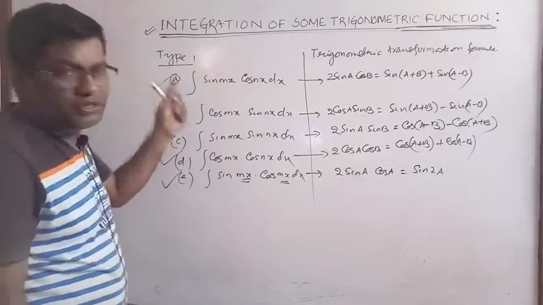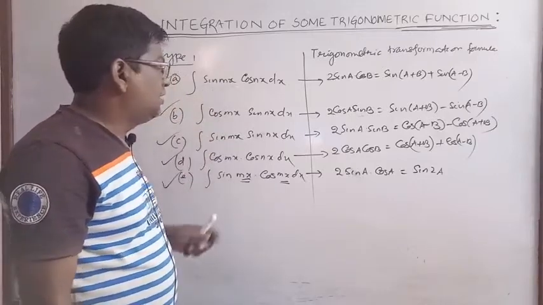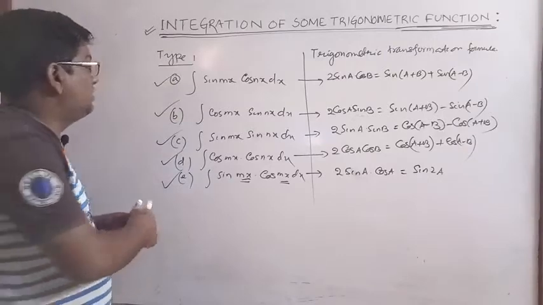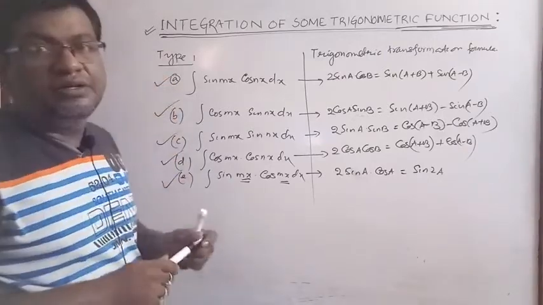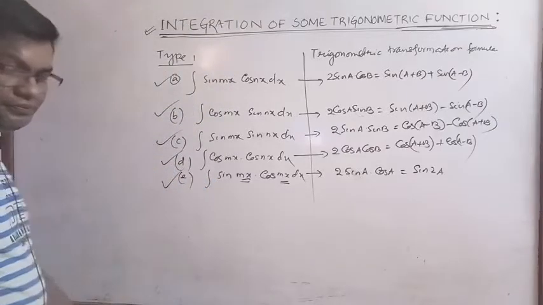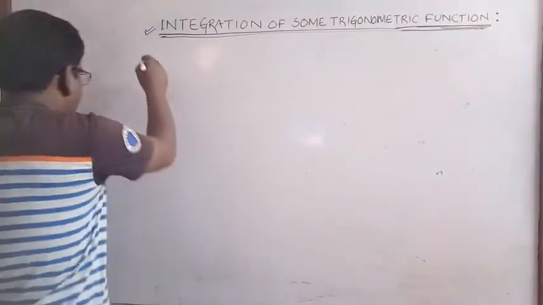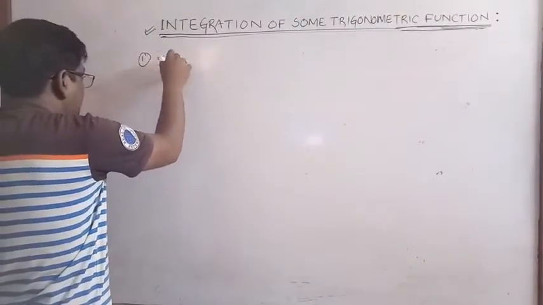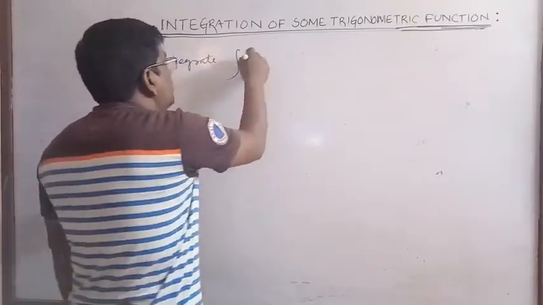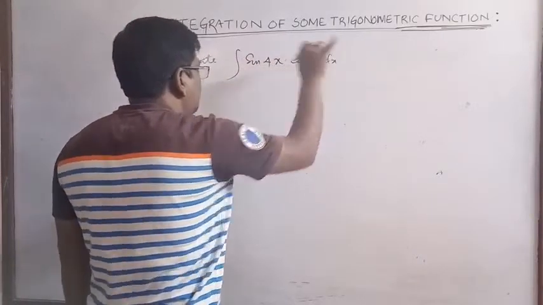We have to discuss 5 questions based on this concept. Integrate the following. Question number 1: integrate sin 4x cos 2x dx.